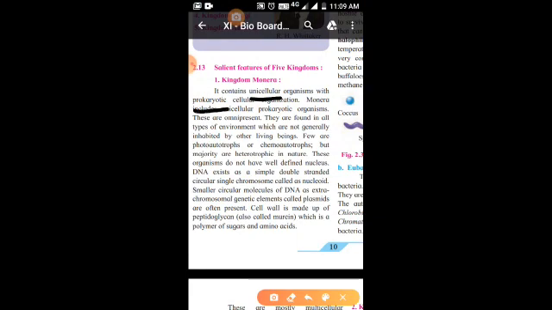Even if you have written prokaryote as point number 1, no problem. And very important, where does it live? It's present everywhere. Wherever you look, it is there, omnipresent. It's found everywhere and in all sorts of environments. Now what about the food? It's photoautotrophic, meaning it uses sunlight to make its own food.